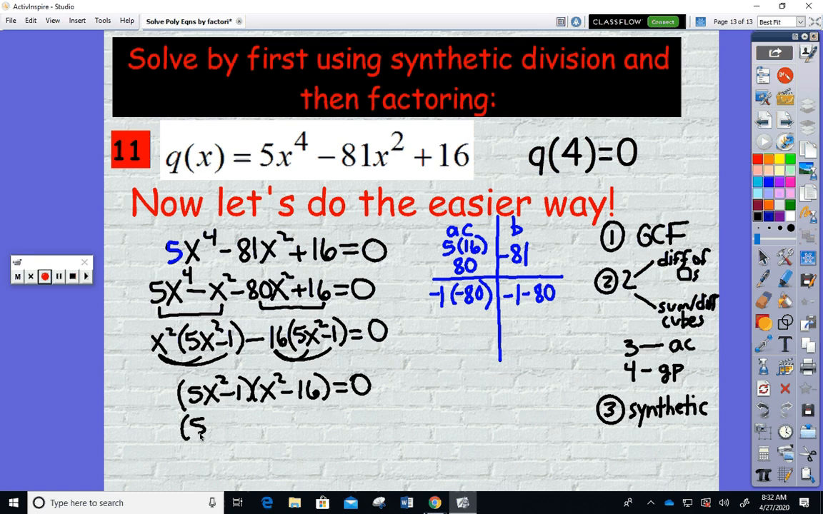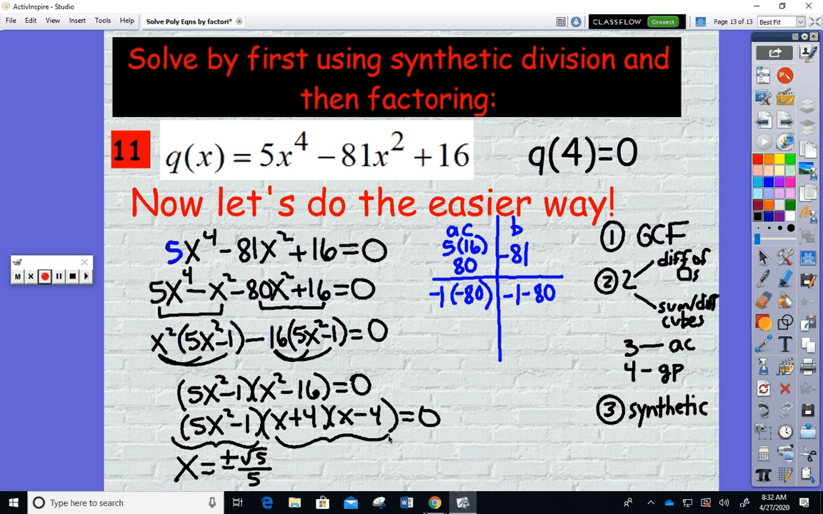5x squared minus 1. x squared minus 16 is a difference of perfect squares. I recognize it quickly as x plus 4, x minus 4 equals 0. Guys, we already did this. This is what gave us x equals plus or minus square root 5 over 5. And then these are what gave us x equals plus or minus 4.